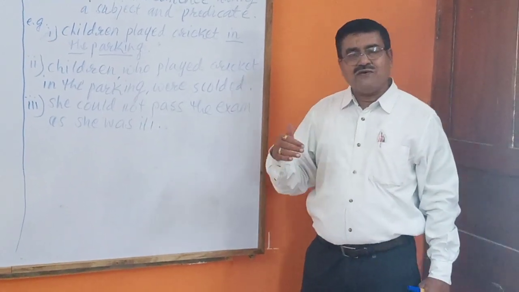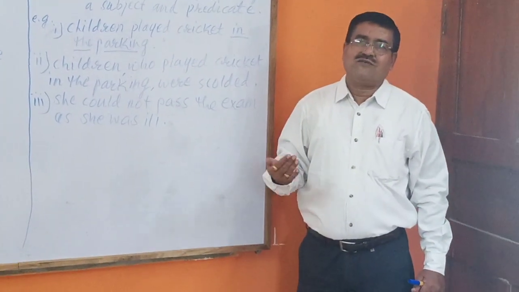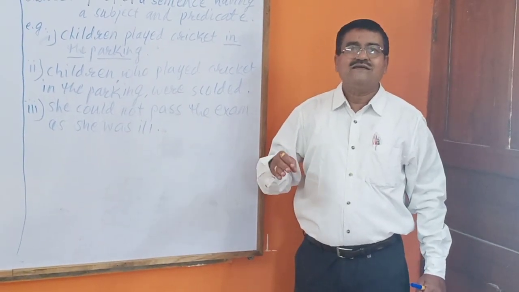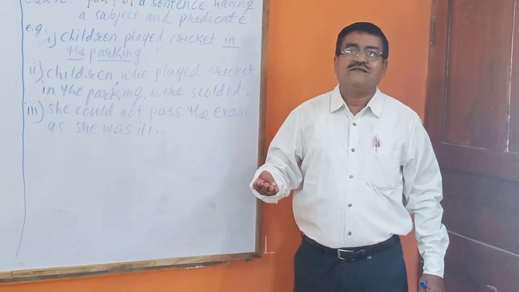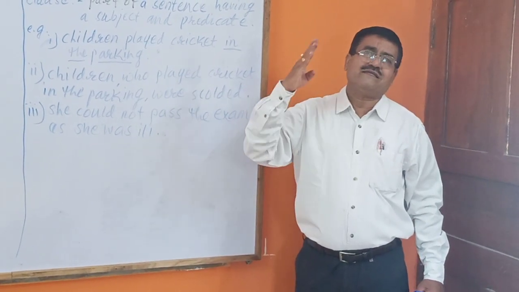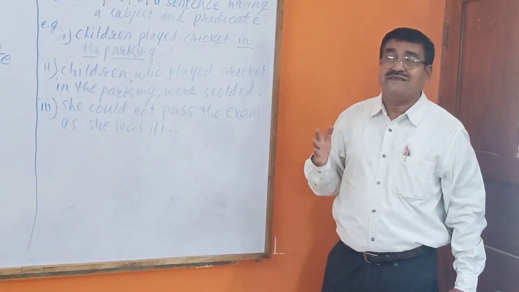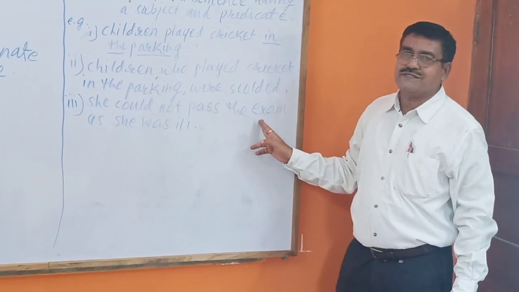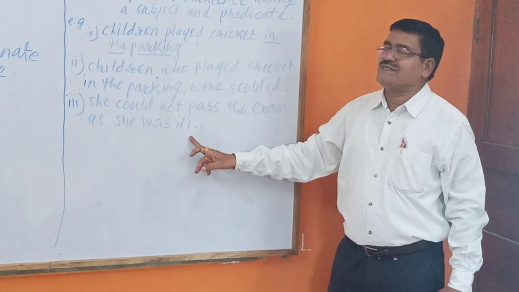Yeah, there could be more than two clauses. In a complex sentence or compound sentence, there could be at least two clauses or more than two clauses. There may be as many clauses in the sentence. She could not pass the exam. This is a clause. As she was ill. This is a clause.